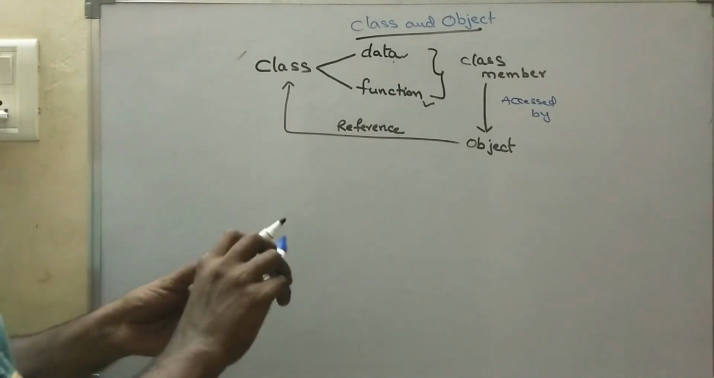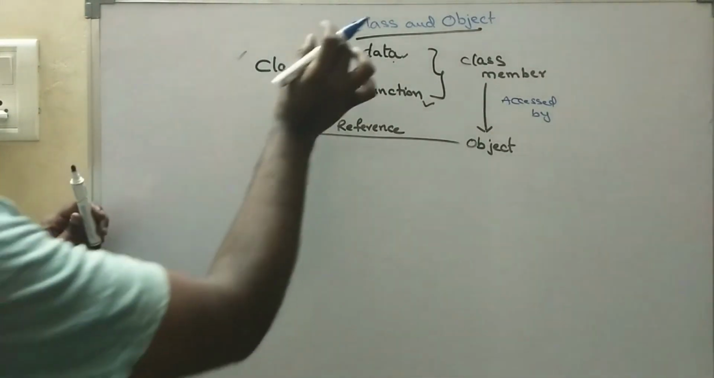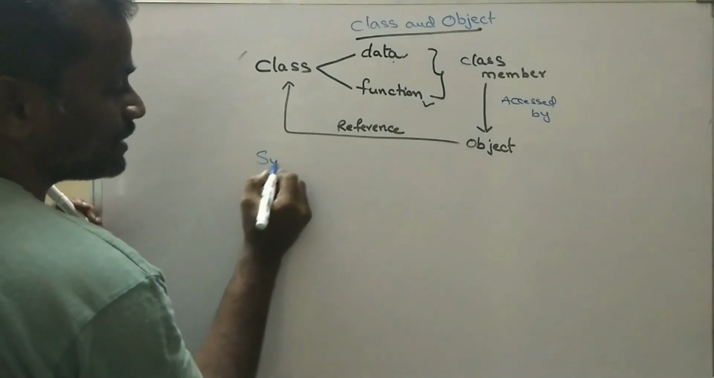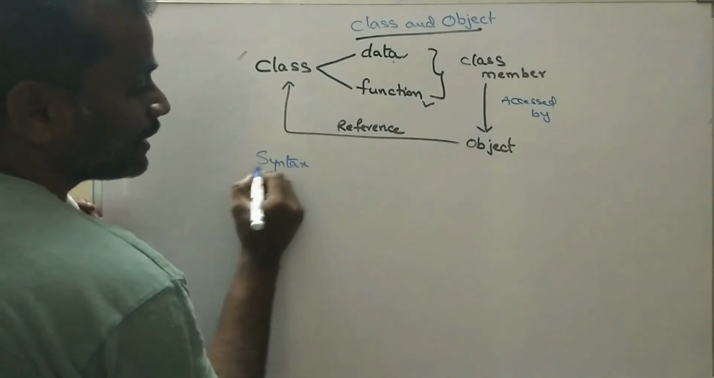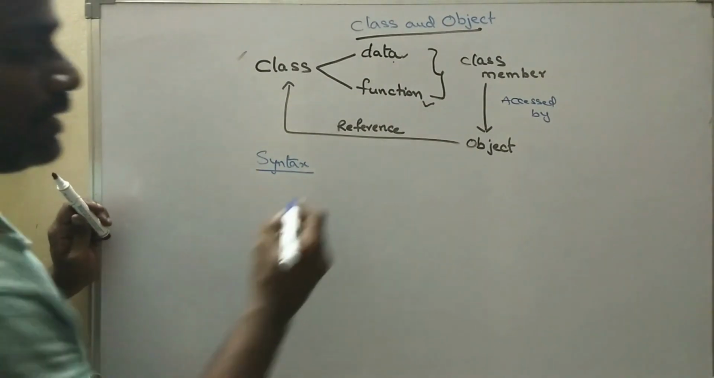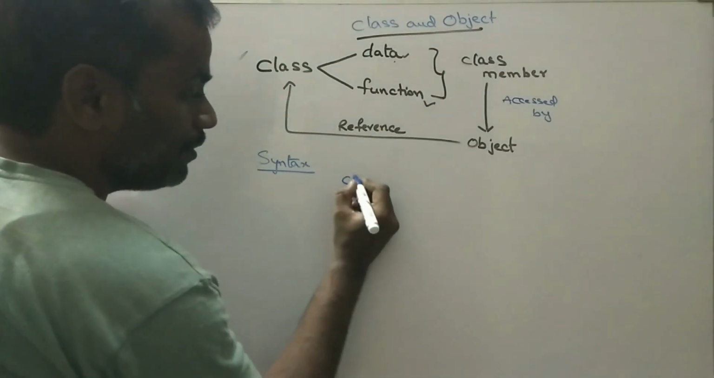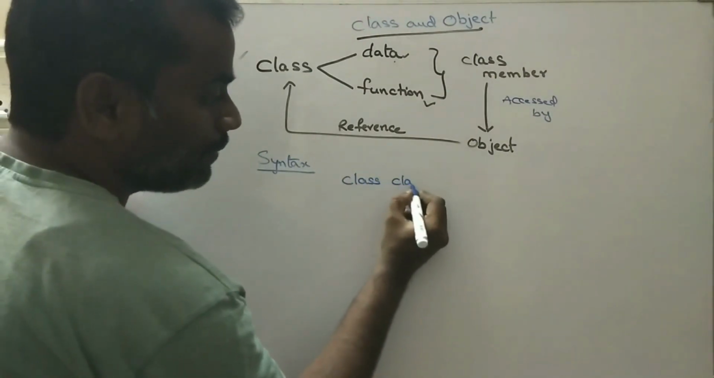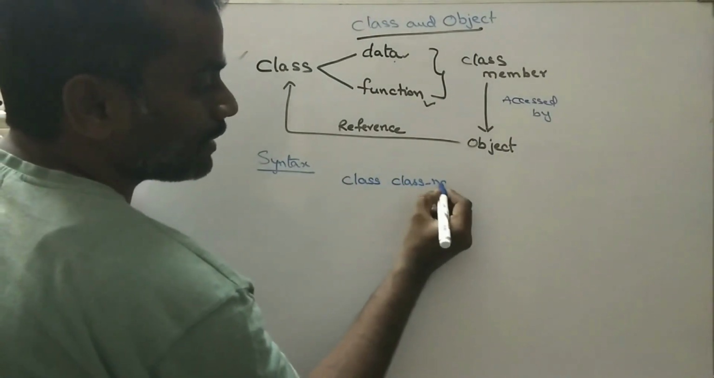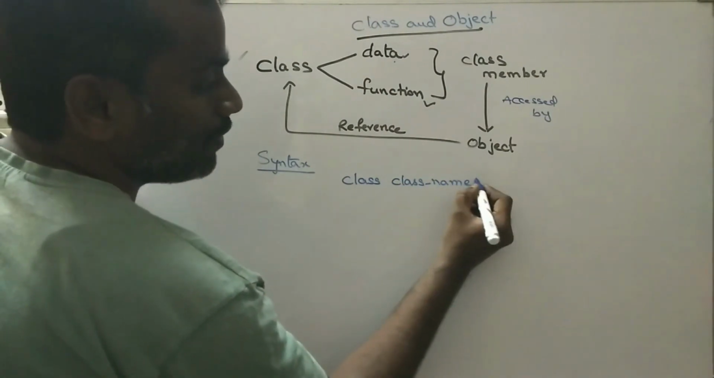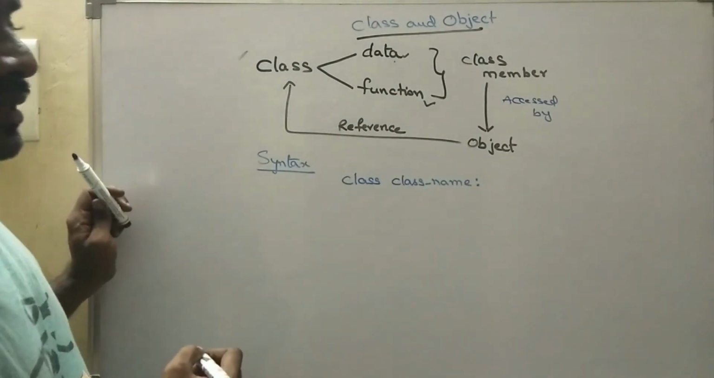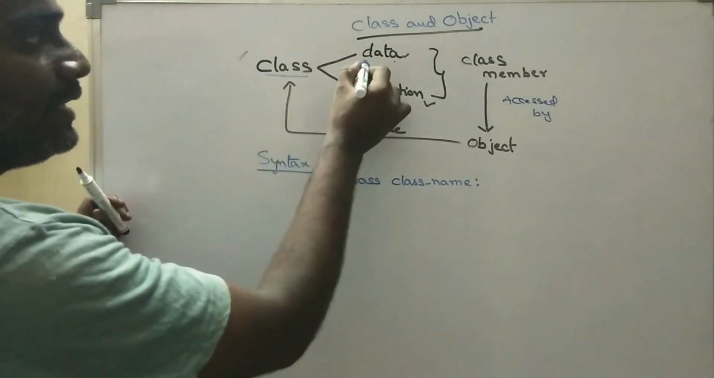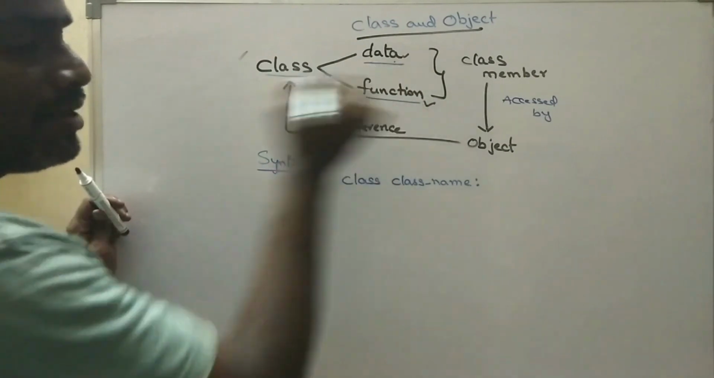Now how can we create the class? Now we can see the syntax for creating the class. Class is the keyword, followed by a space and the class name, followed by the indentation, that is a block of statements. A class is nothing but data and functions, or attributes and functions.